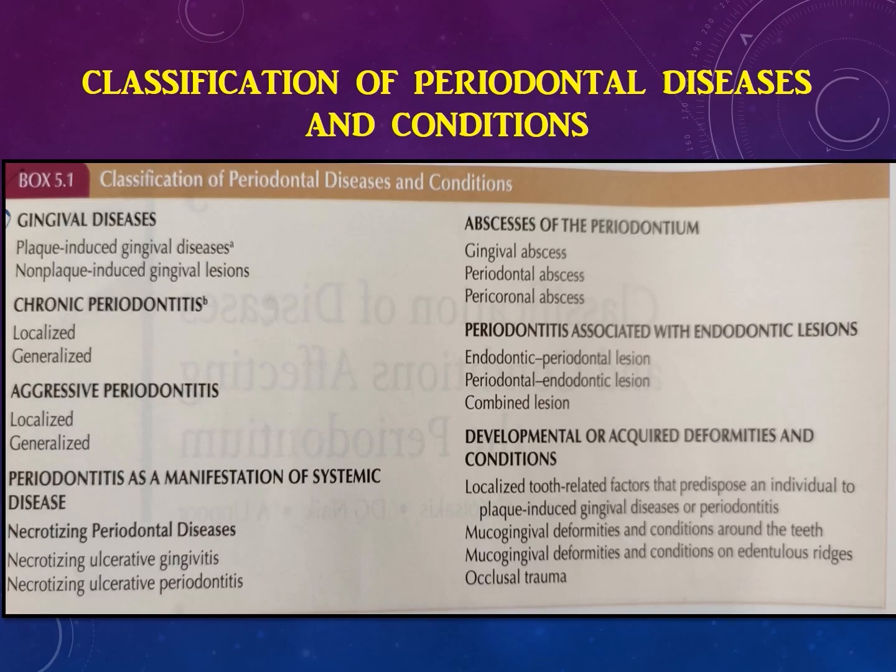So, the periodontal diseases and conditions are classified into gingival diseases, chronic periodontitis, aggressive periodontitis, periodontitis as a manifestation of systemic disease, abscess of the periodontium, periodontitis associated with endodontic lesions, developmental or acquired deformities and conditions. So, now we will be looking into each and every subdivision.